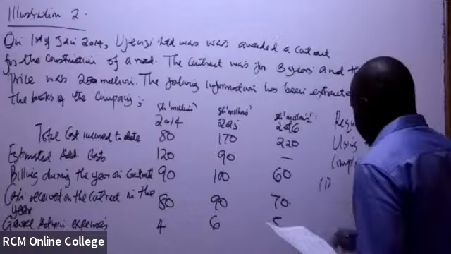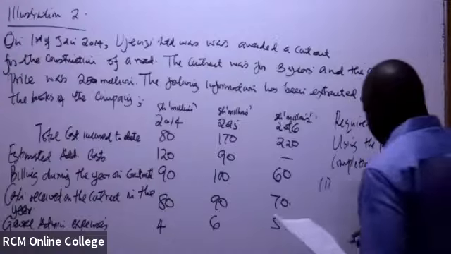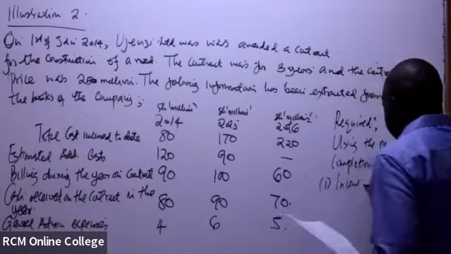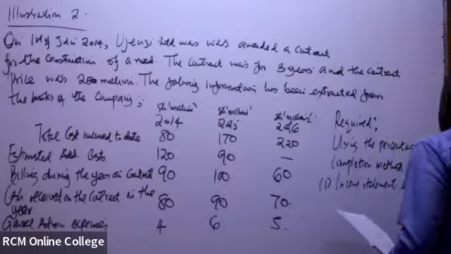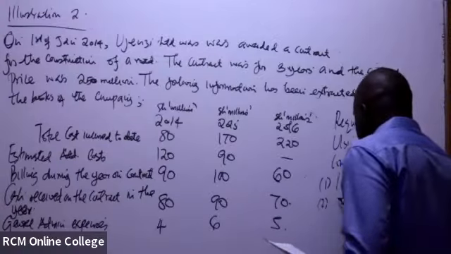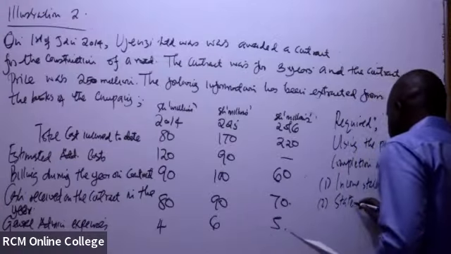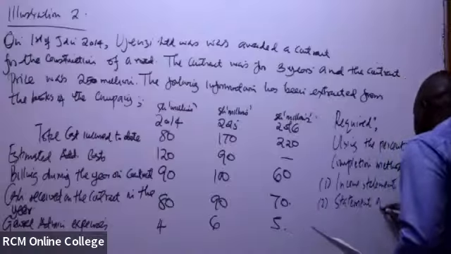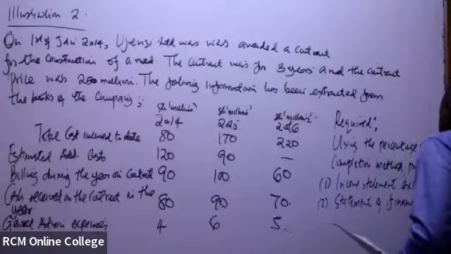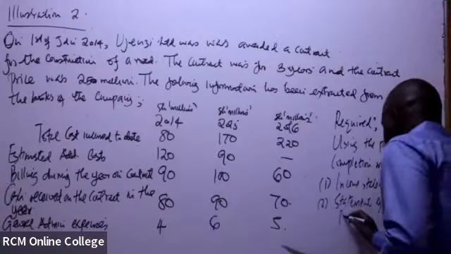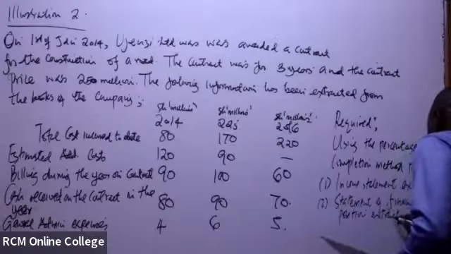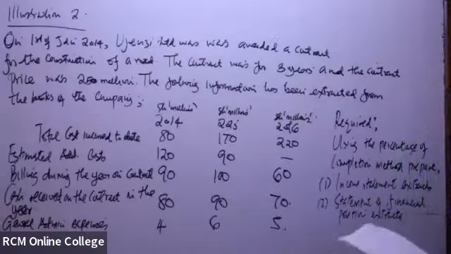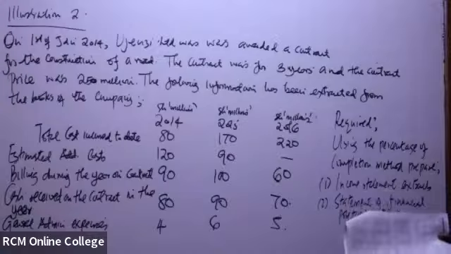Number one, income statement extracts. Number two, statement of financial position extracts. So that's what you are required in this case to prepare. So you can in this case copy.